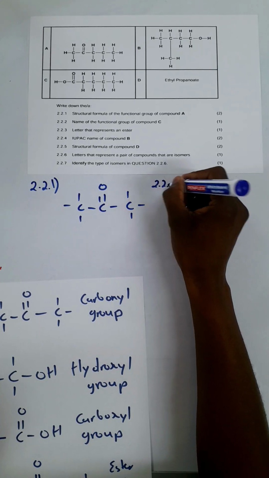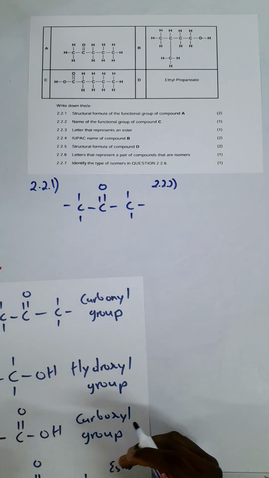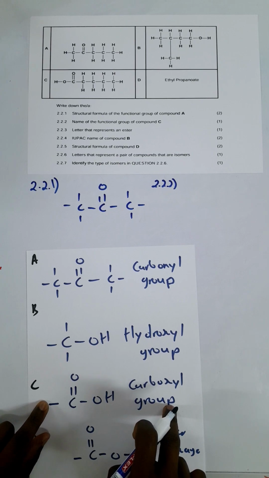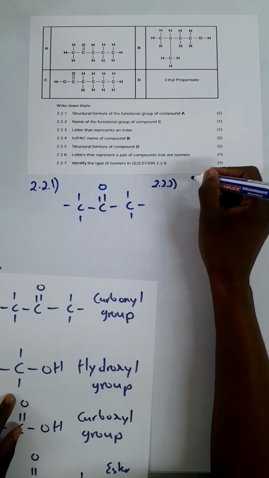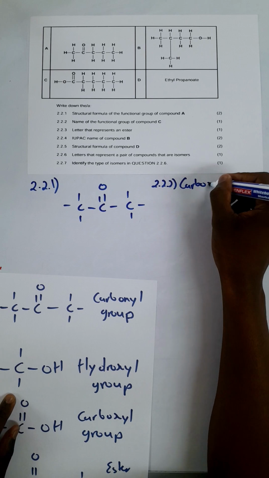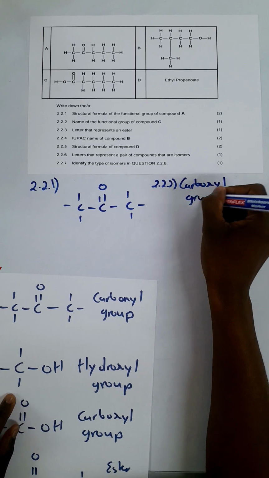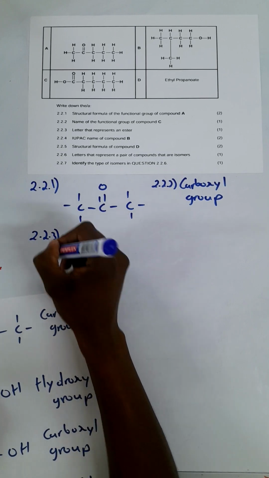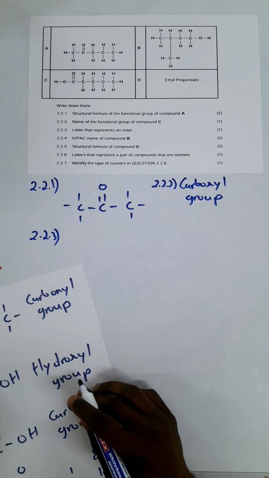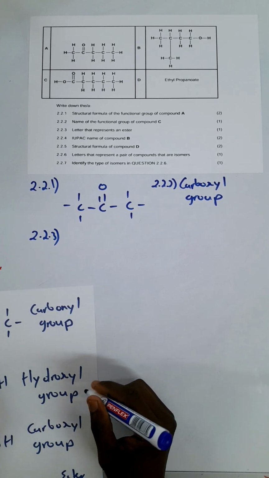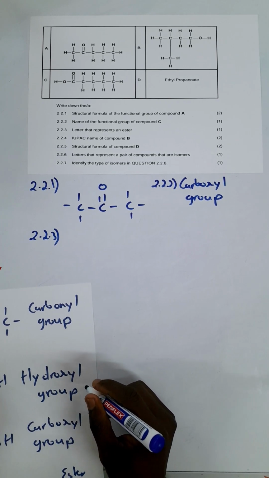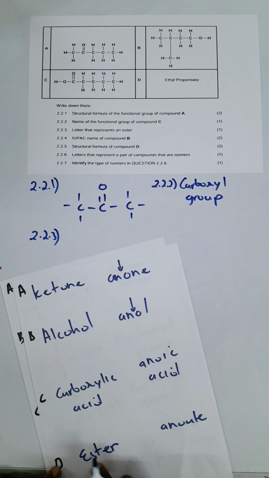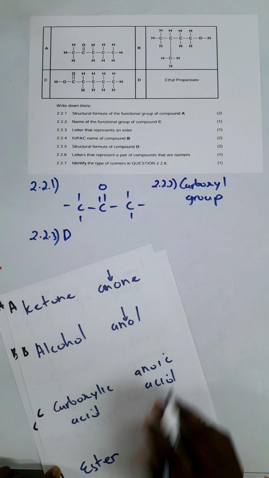And then 2.2.2, the name of the functional group of compound C. The name, and it's a carboxyl group from my functional group analysis. And then 2.2.3 says the letter that represents an ester. Then we go to our homologous series analysis. Which one is an ester? That's compound D. The letter that is an ester is compound D.